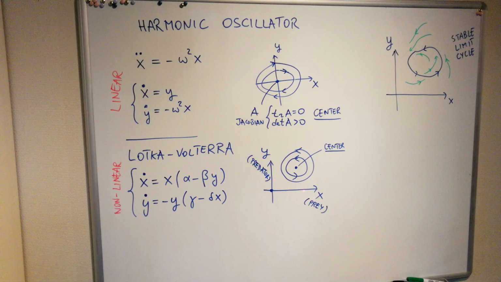The phase space has similar features to that of a linear harmonic oscillator. It's still nonlinear, but there are these closed orbits around the fixed point. So there are oscillations in the population of prey and predators. In a very similar fashion, around the fixed point there is an infinite set of oscillatory orbits. This is the center, very similar to that of a linear harmonic oscillator.